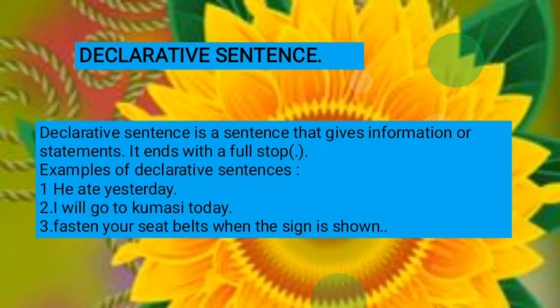Let's move on to the next mode, which is declarative sentence. When you talk about declarative sentence, what is it? A declarative sentence is a statement, a sentence that gives information or a statement, and it always ends with a full stop. Don't confuse yourself about declarative sentence and interrogative sentence. Interrogative sentence ends with a what? Question mark, and this one ends with a full stop. So take note of it.